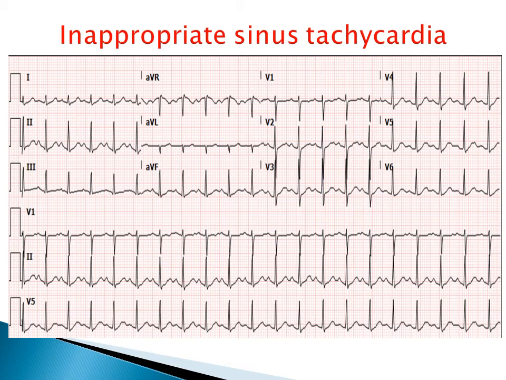If there is no correctable cause, the patient is diagnosed as inappropriate sinus tachycardia. And the best first treatment for this patient will be the funny channel blocker called ivabradine. And this may be combined with beta blockers if necessary. So you may start with ivabradine, or you may start with a beta blocker, or you may give combinations to control this inappropriate sinus tachycardia.